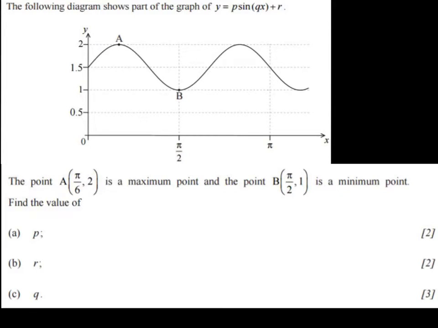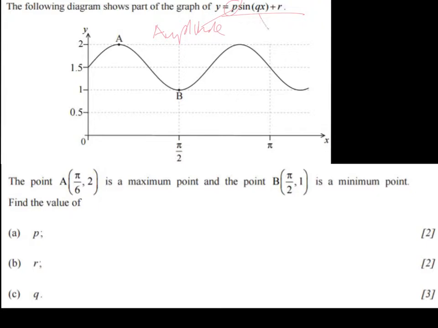In question 8, we have been given this trigonometric function and we're asked to give it in the form y equals p sine qx plus r. So hopefully we should remember what each of these components does. P here is going to determine the amplitude of the function.